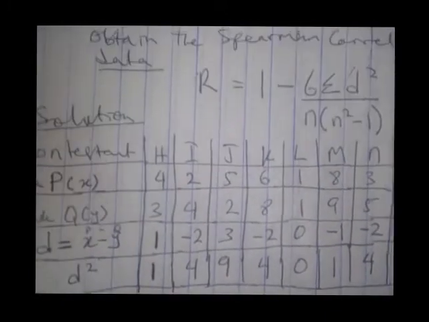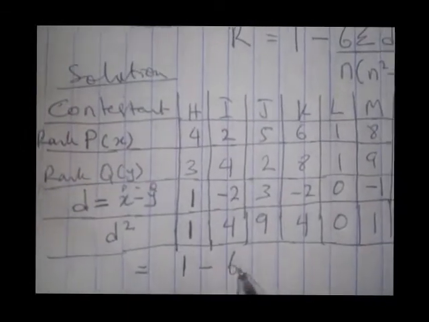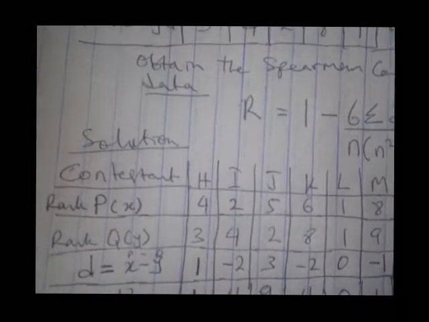Now we have 1 minus 6. So the 6, I know you'll be wondering how the 6 came to being, but right now just ignore it. Now summation of D squared. So what we are going to do now is, here, total of all this, you can bring out your calculator here.